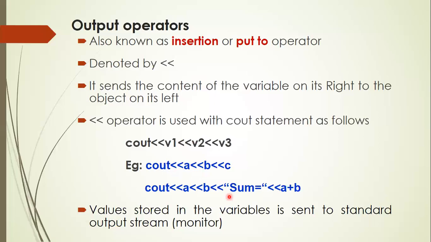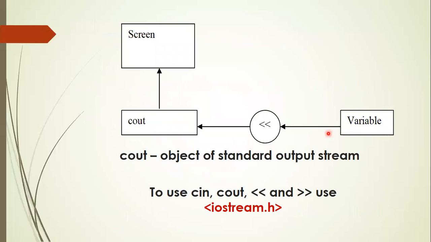In this statement, we have four components: A, B, "sum equals to", and A + B. Out of these, A is a variable, B is a variable, "sum equal to" is a string, and A + B is an expression. So in the place of V1, V2, V3, you can have a variable name, a string, or an expression. Just similar to the insertion operator and the extraction operator and the cin object, here the value stored in the variable is received by the operator and assigned to, or redirected to, the standard output stream called the screen or the monitor.